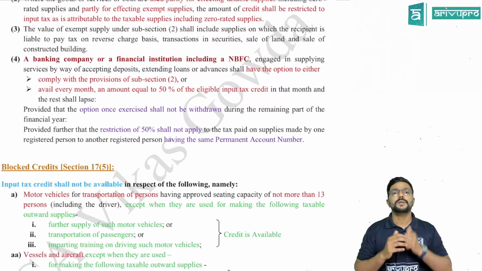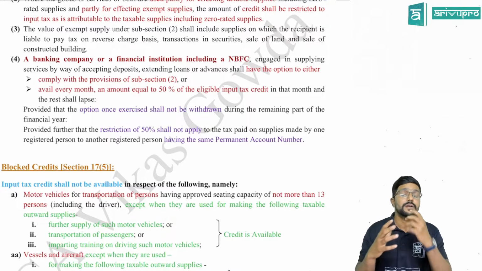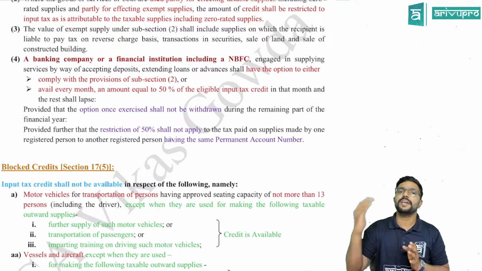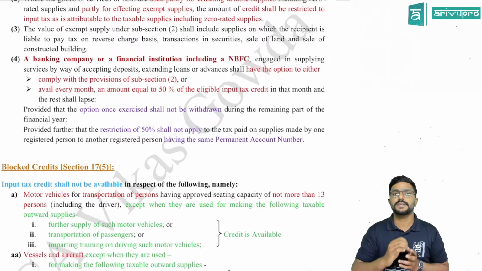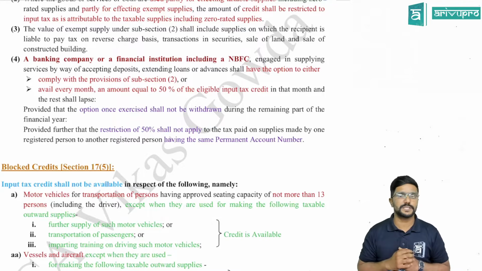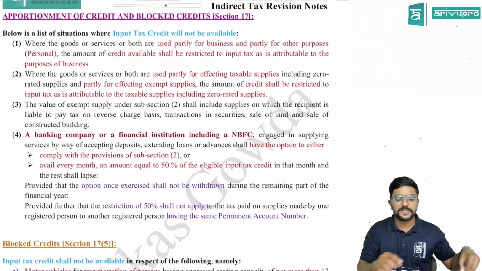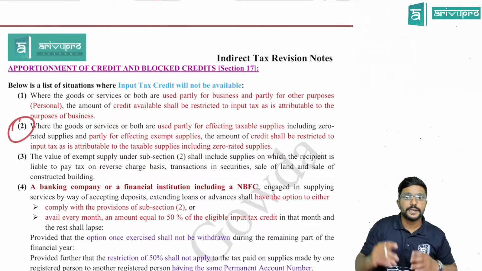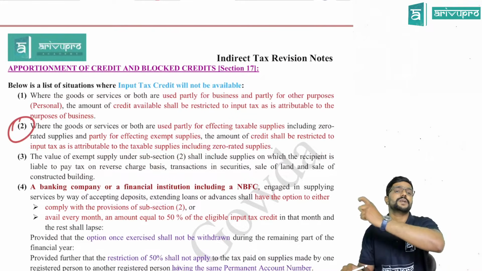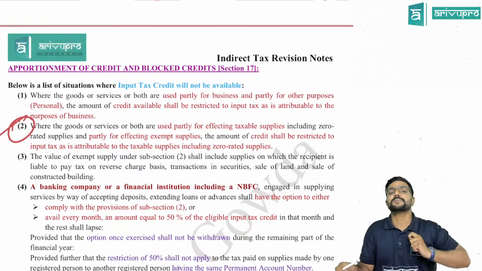Then coming to the banking and financial institution or insurance company, there is an option for NBFCs. For NBFCs, two options have been given because one of their major outward supplies is exempt. That is extending loans or advances on which interest or discount is charged in return. So for them, they have to calculate separately as per subsection 2 what is their taxable supply and exempt supply. Whatever is attributable to the taxable outward supply can only be claimed as credit as per subsection 2.